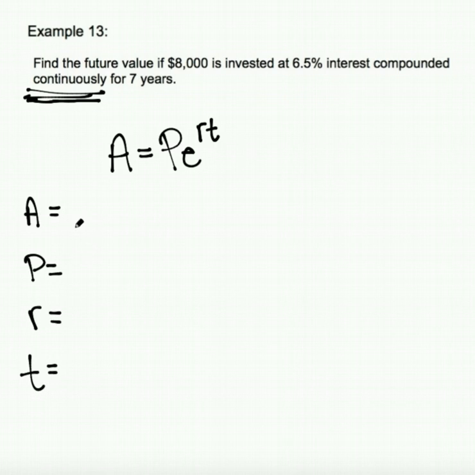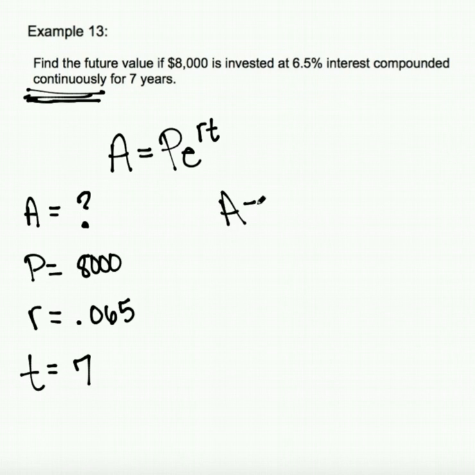My A is how much I am going to have at the end, and it says find the future value, so I don't know that. P is $8,000 that I'm investing. My rate is 6.5%, so that as a decimal is 0.065. And T is 7. So I'm going to go ahead and plug that all in.